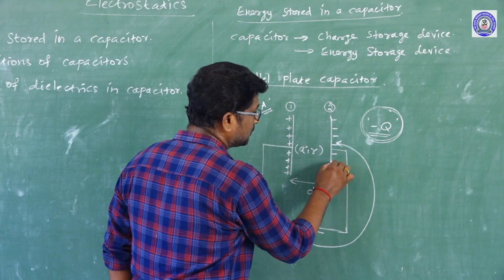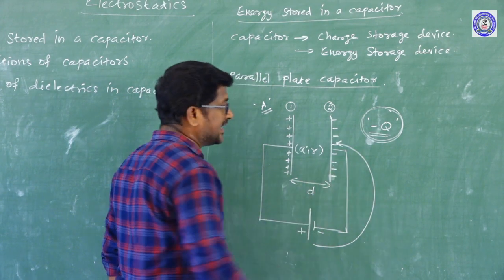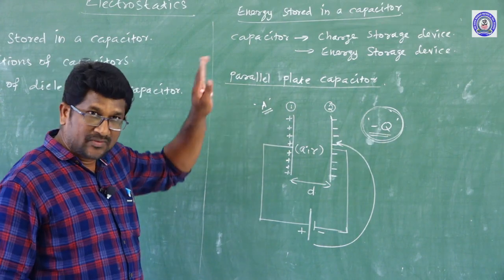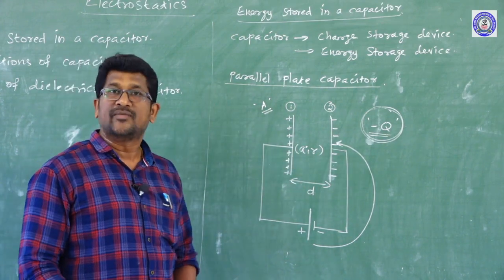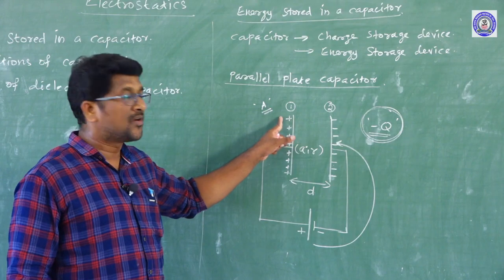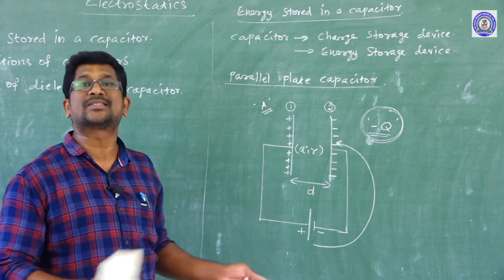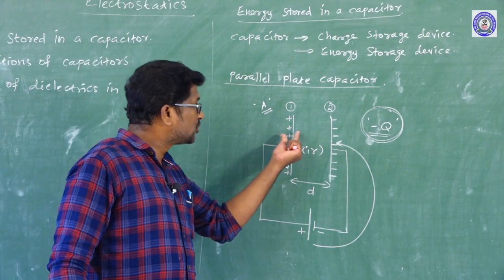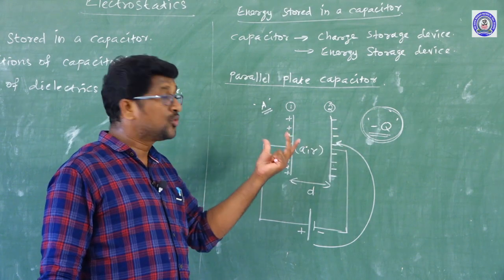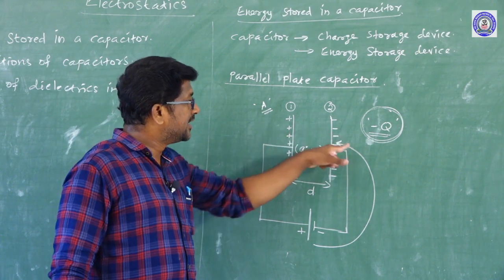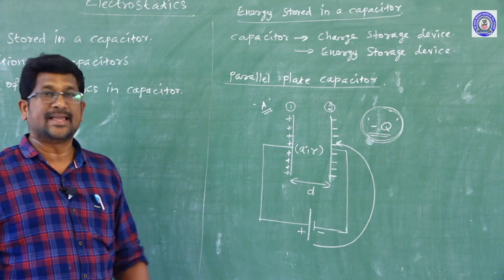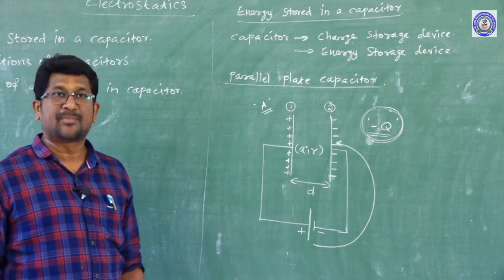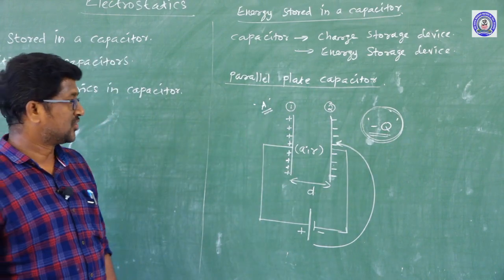So generally in a capacitor, one of the plates is always positive and the other plate is always negative. The magnitude of the charges in both the plates is the same. So this is a charged parallel plate capacitor.